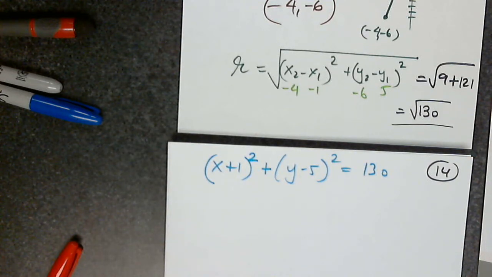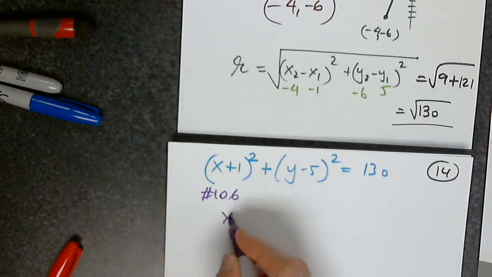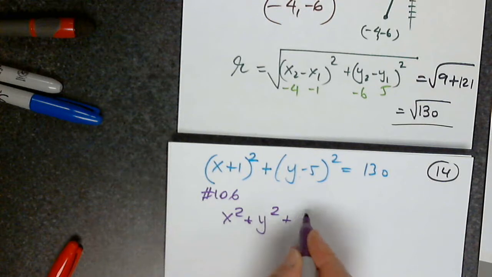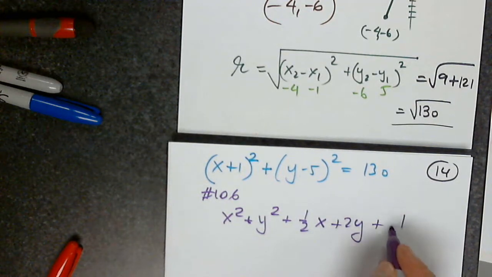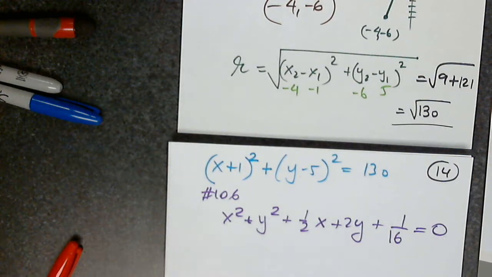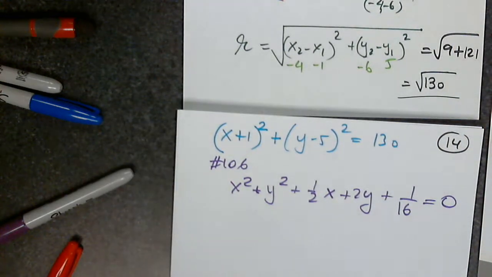Are we picking from 103 through 108? Okay, then I will take 106. x squared plus y squared plus 1/2 x plus 2y plus 1/16 equals 0. The question is asking us, is this a circle? And the answer is, I have no clue. But the partial answer is this.